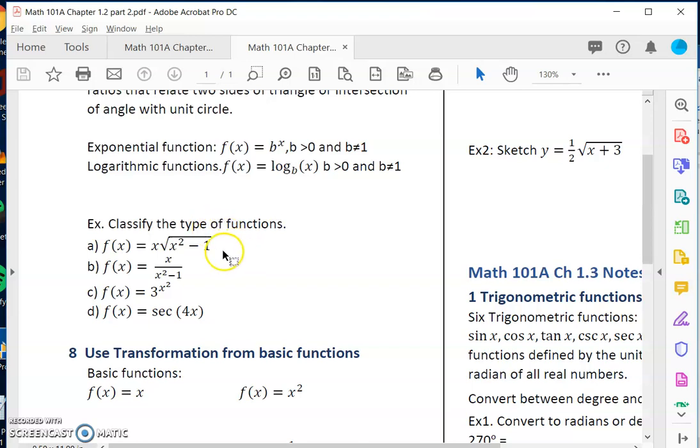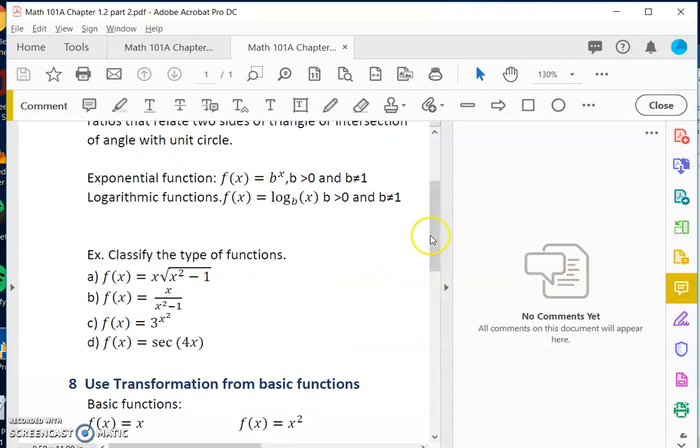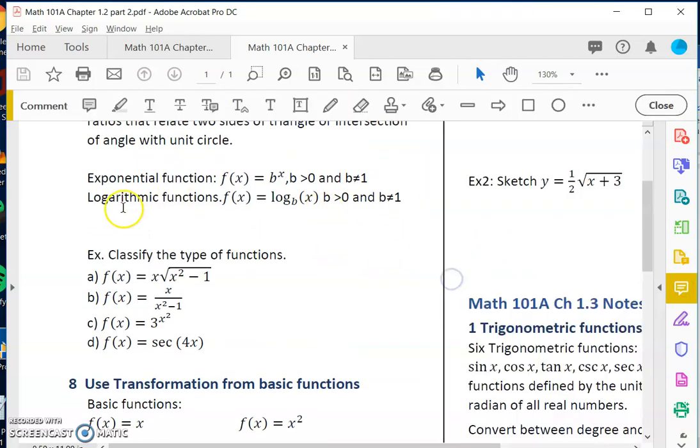Because if we classify them, then we know that, oh, I can actually analyze them. If it's a root function, I need to be careful about the domain. Or if it's a polynomial function, I know how to do the end behavior. So it helps us to analyze the function and graph the function. Okay, so let's see how we classify it.